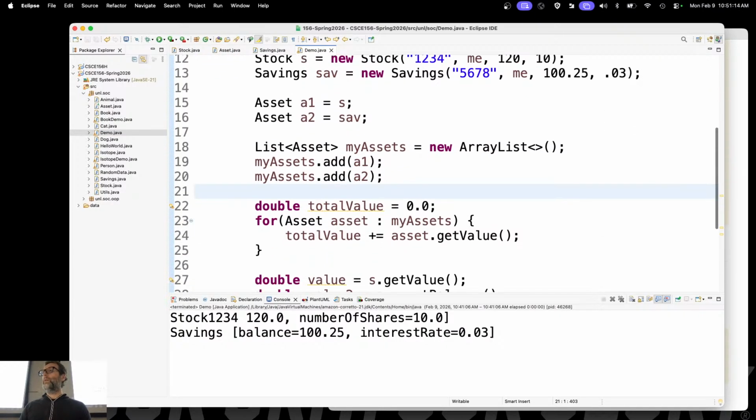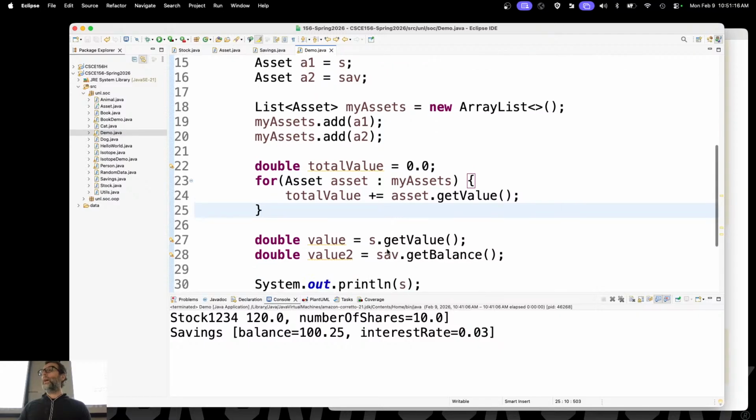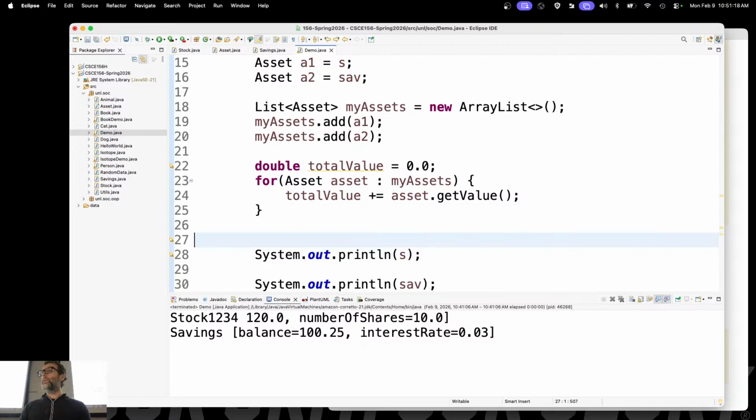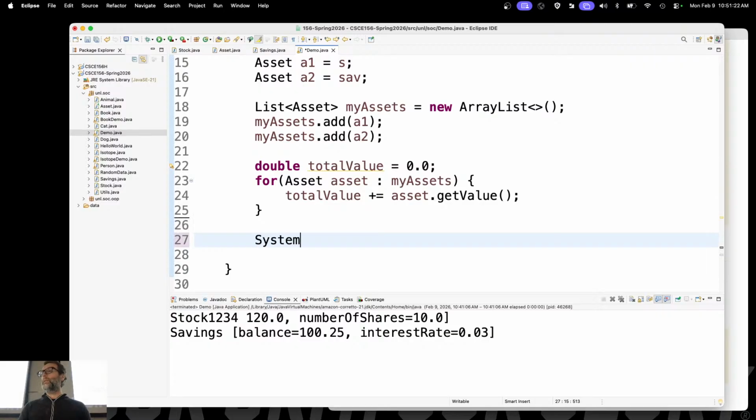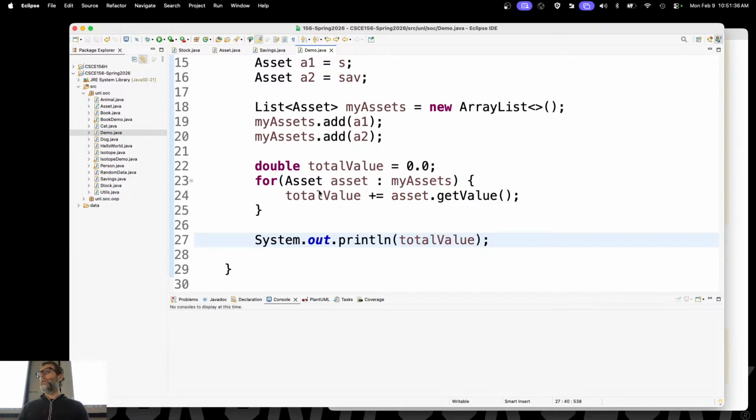Okay, there we go. So what is the total value of all of my assets now? I'll go ahead and get rid of that print statement and System.out.println total value. There. So it's going to be $120 for the stock times $10 per share. So that's $1,200 plus $100.25. I should get what? $1,350 or $1,325. That looks pretty good.